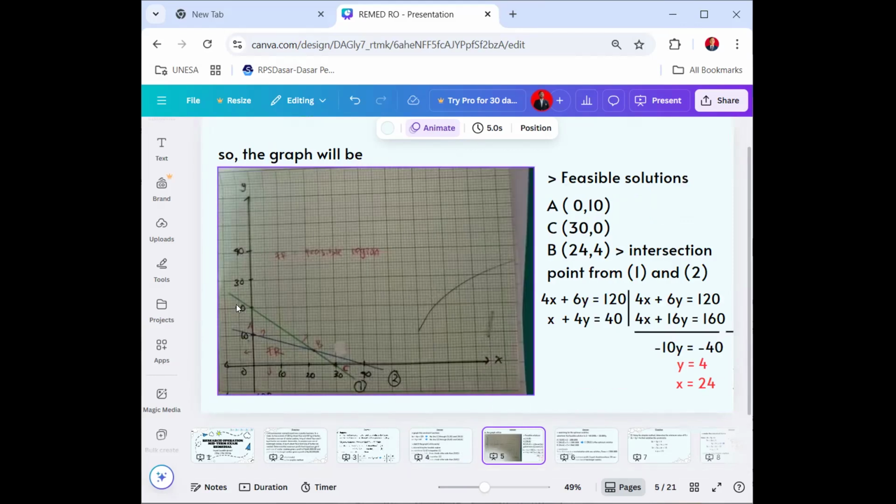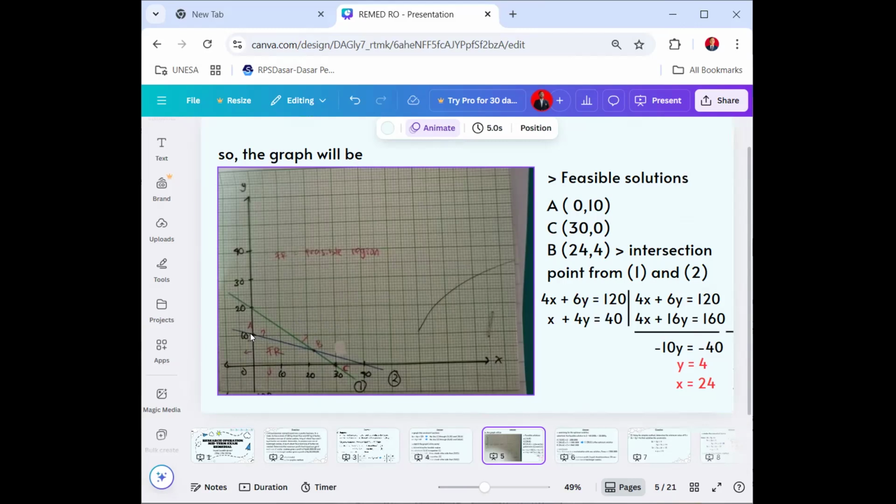Now, this is equation 1, this is equation 2. We have the shade. This is not a shade, but I use an arrow to make it cleaner, not dirty. Now, I use the arrow to shade the other side than 0,0. So this is the feasible region we will get.